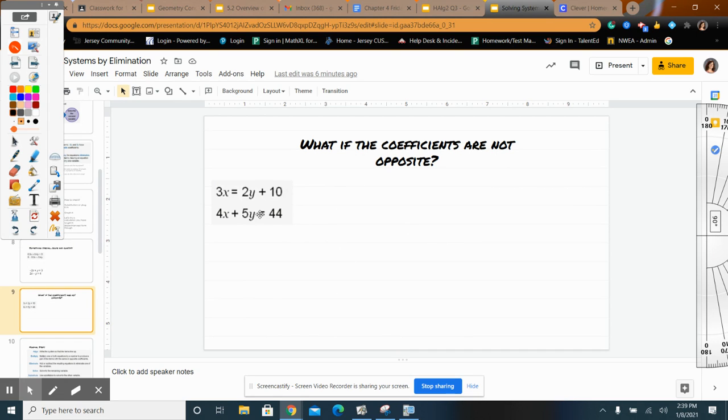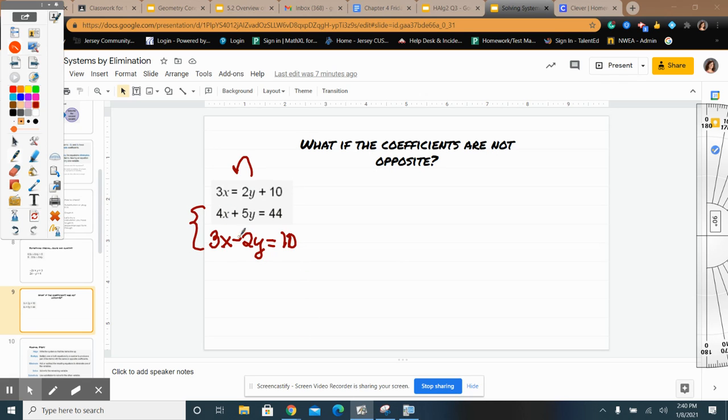What if you don't have opposite coefficients? What can you do then? Well, you should always line up first. So let's go ahead and line up by moving this 2y over. So I have 3x minus 2y equals 10. And now I can see what I'm dealing with. Well, what you can do here is you can pick what you want to get rid of. You're going to have to manipulate one of the equations. You can multiply to both sides of equations. You can add to both sides of equations. You can divide both sides of equations. We will use multiplication property to make opposites.